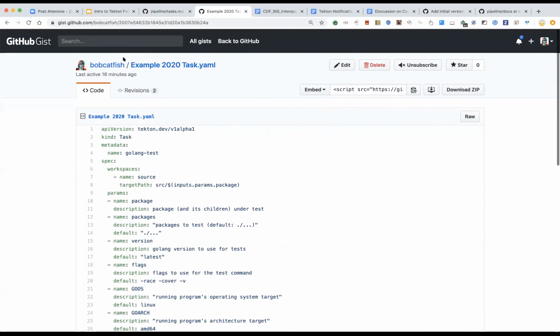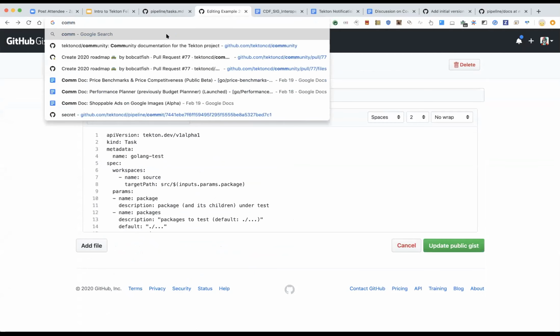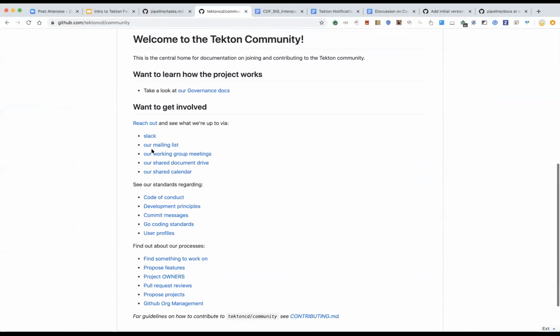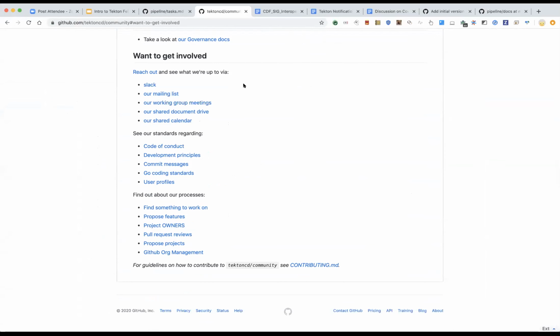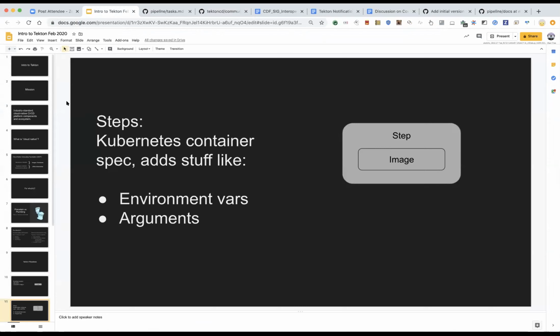If you're interested in learning more about Tekton or engaging with Tekton in general, we have a community repo where you can find information about how to join our Slack or mailing list, join our working groups. But you could probably see in this presentation that the goals that we have around Tekton are pretty similar to the goals of this working group.